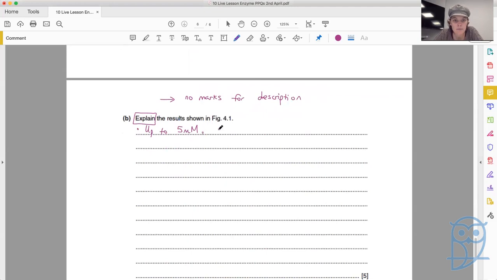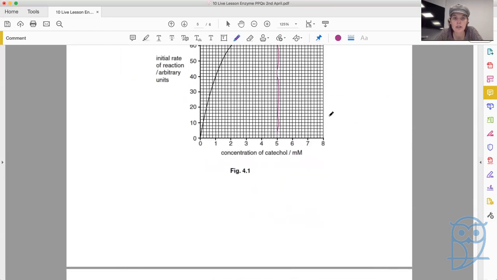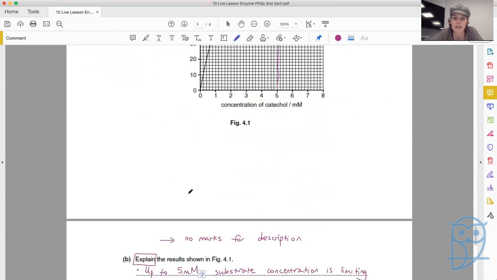Your substrate concentration is limiting. What are we looking at? The initial rate of reaction.